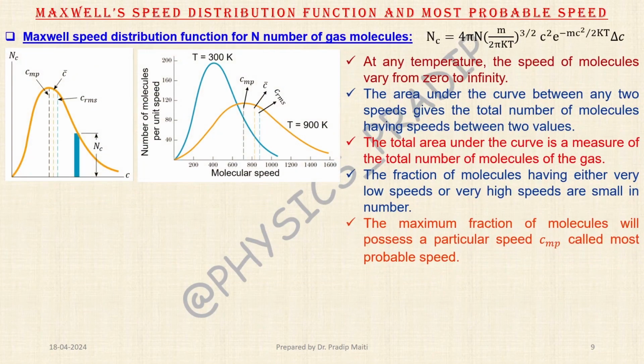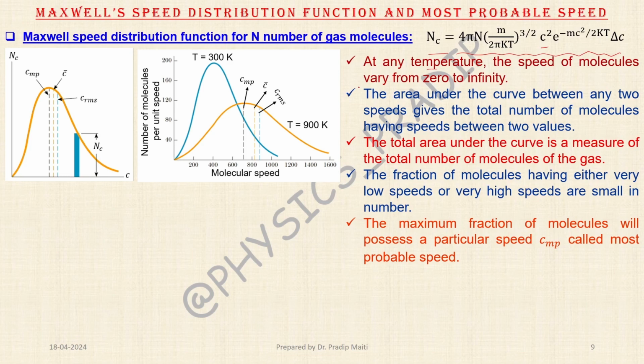Now the Maxwell speed distribution function and most probable speed. The Maxwell speed distribution function represents the number of molecules as a function of speed. So if NC is the number of molecules in the gas with speed c, then it is given by 4 pi n into m upon 2 pi kT whole to the power 3 by 2, c square, e to the power minus mc square by 2kT, into delta c.